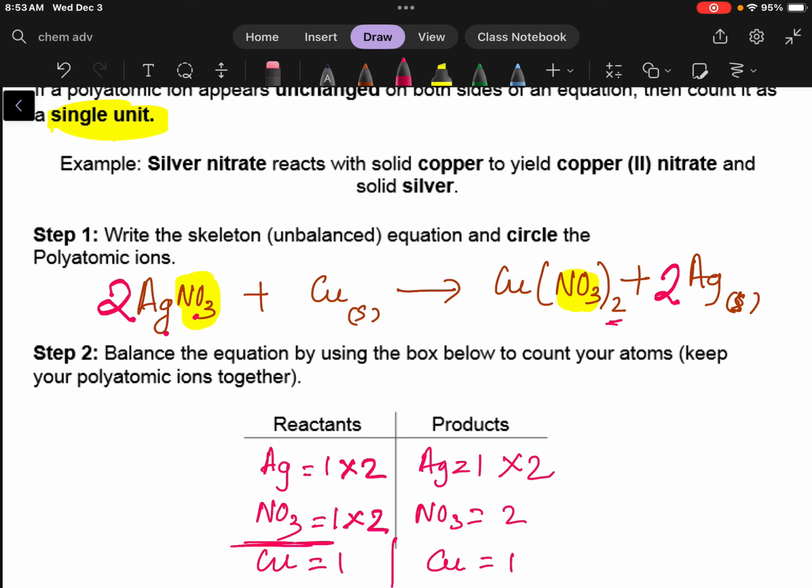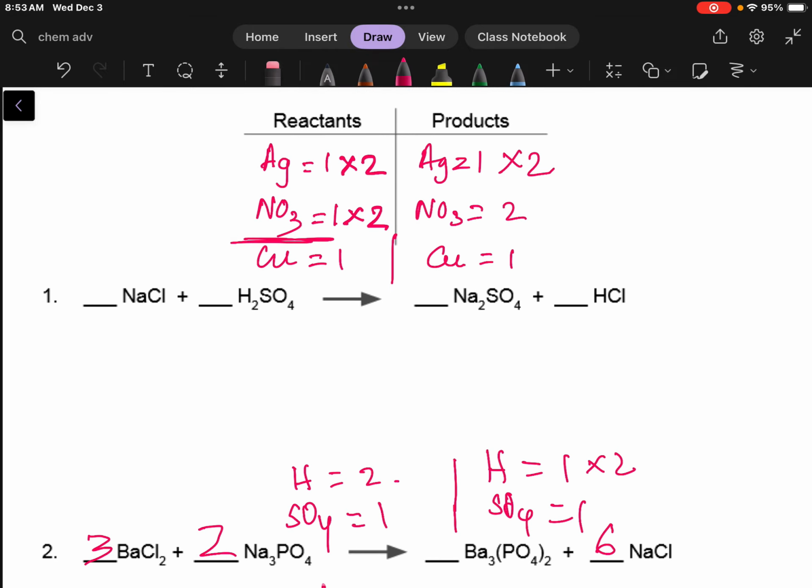What about this one, the combustion one? There is no polyatomic ion. You can see a polyatomic ion here, but there is no polyatomic ion on the right-hand side. So you have to list each atom separately, like hydrogen, phosphorus, oxygen. But if they are the same on both sides, we can consider them as a single unit.